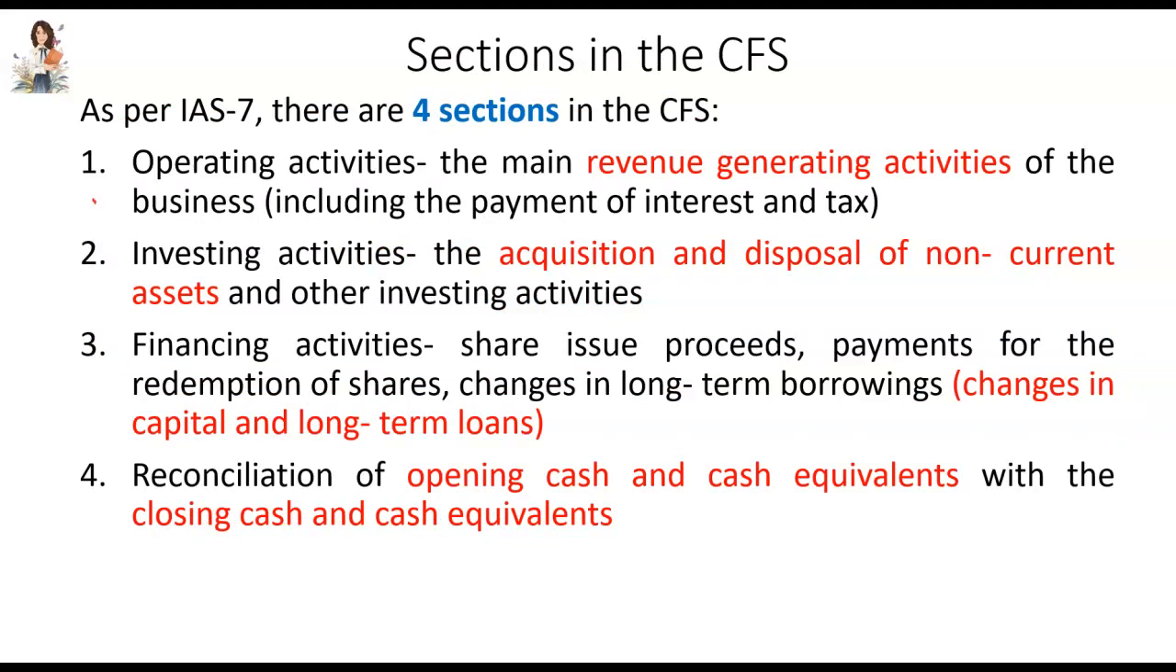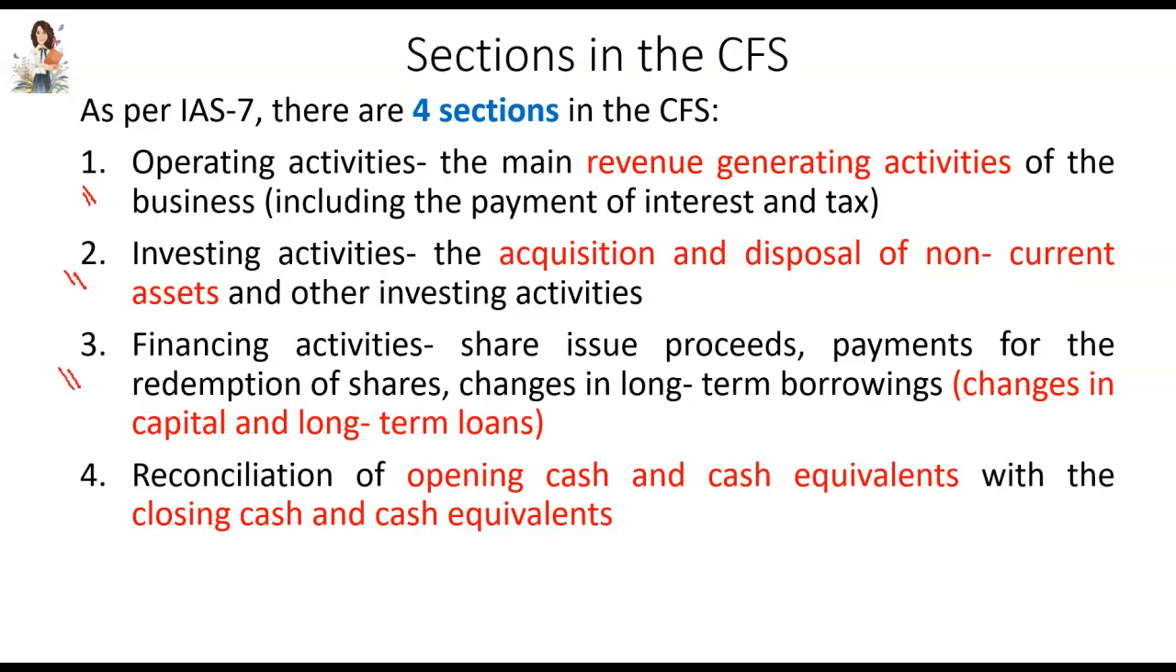The first one is the operating activities. These are the main revenue generating activities of the business, mainly dealing with current assets, current liabilities, depreciation, payment of interest, and tax. The second part is the investing activities, which deal with the acquisition and disposal of non current assets and other investing activities.